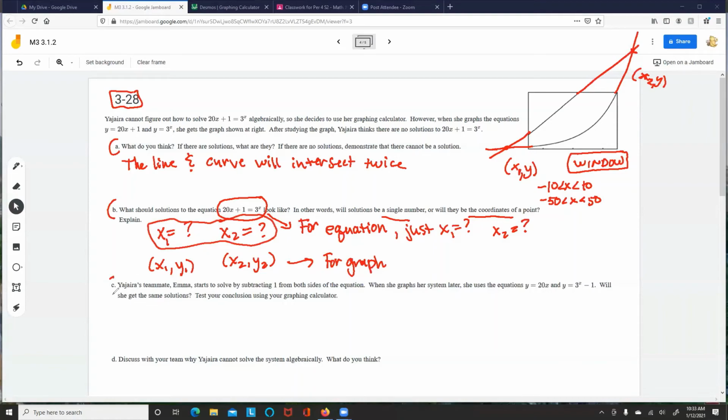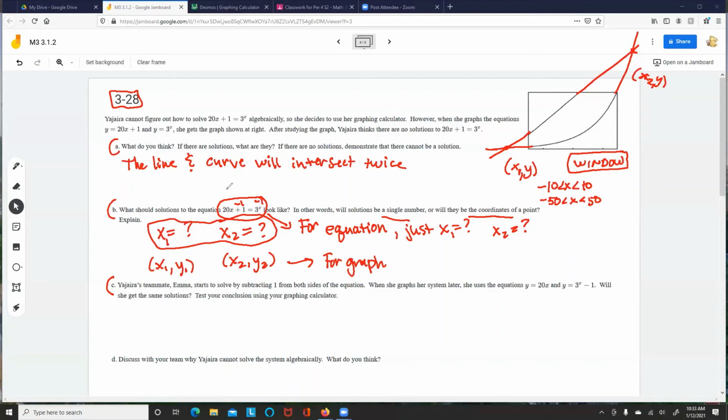Okay, so part C: Yahira's teammate Emma starts to solve by subtracting 1 from both sides. She subtracts 1 from here, subtracts 1 from here. When she graphs her system later, she uses y equals 20x and y equals 3 to the x minus 1. Will she get the same solutions? Test your conclusion by using your graphing calculator.